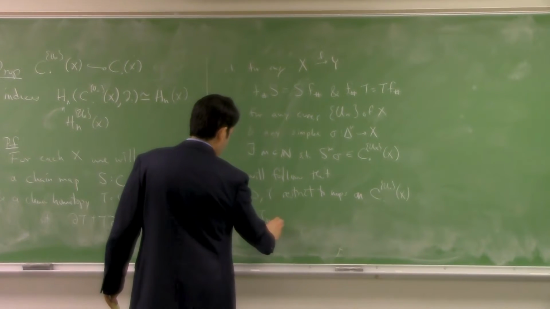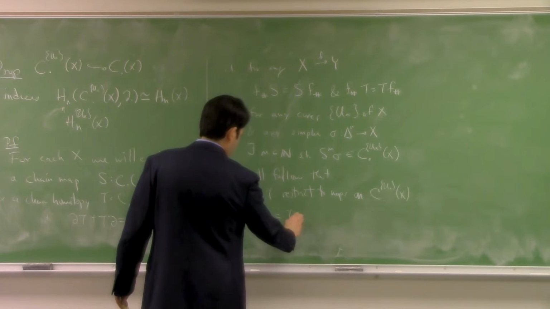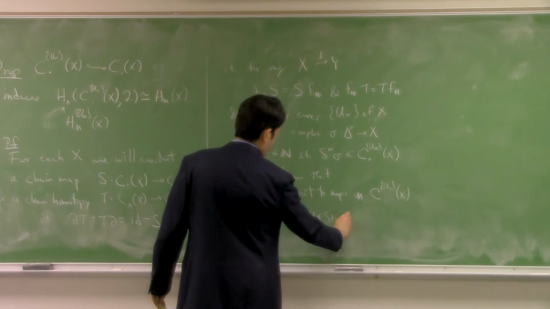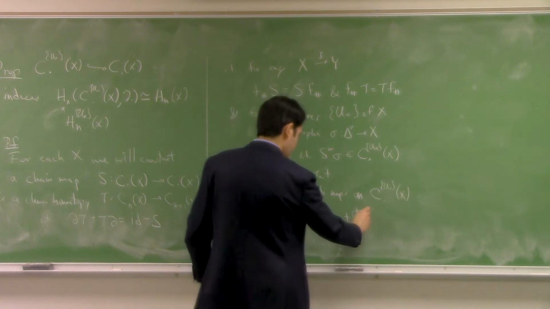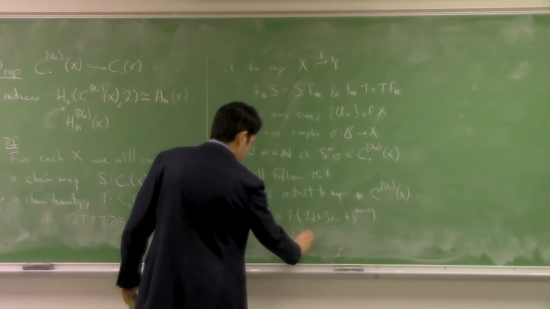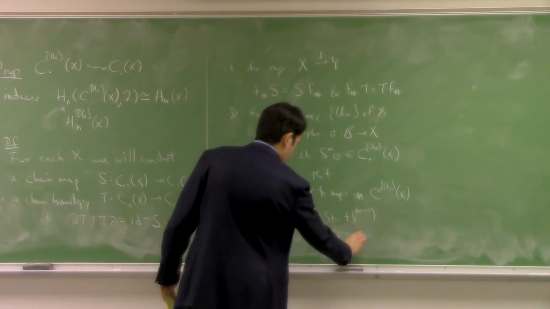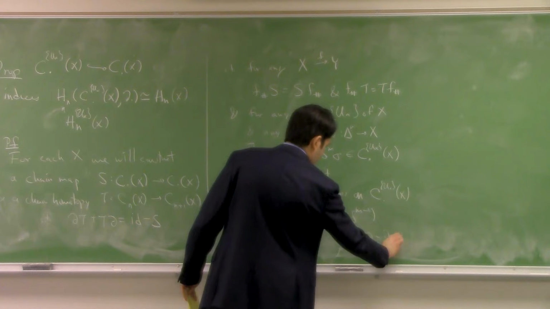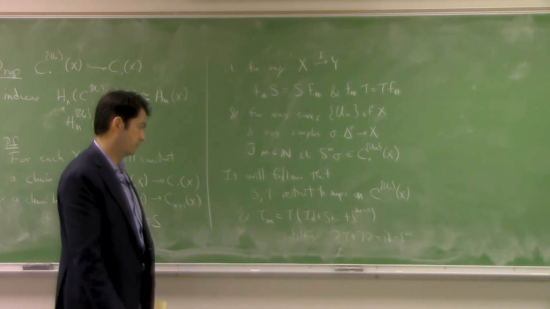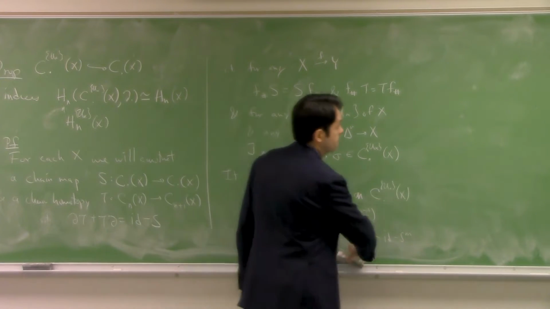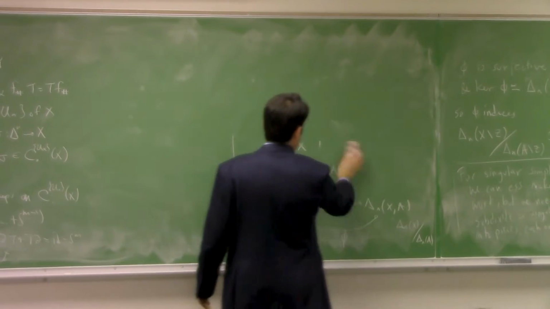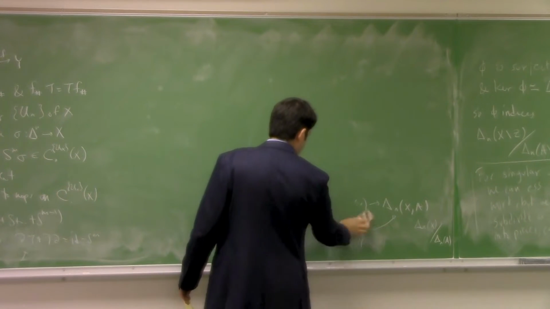If you take T_m equal to T times (1, so the identity, plus S plus up to S to the m minus 1), this will satisfy boundary T_m plus T_m boundary is equal to identity minus S^m. When you say it will follow, you will show explicitly that it will follow, or is that?